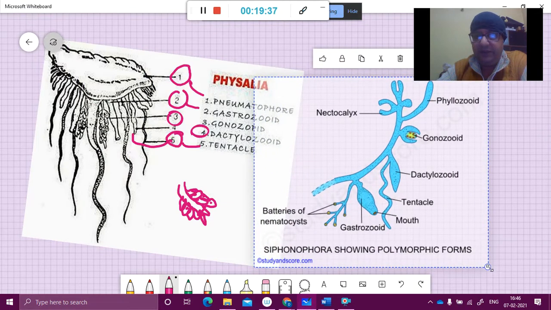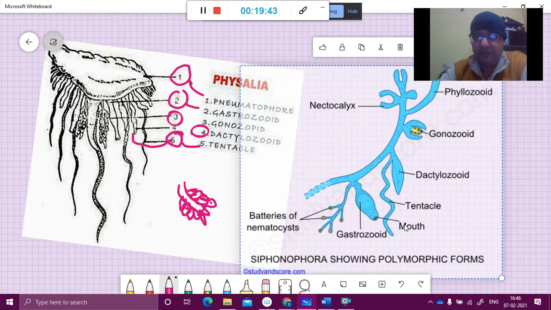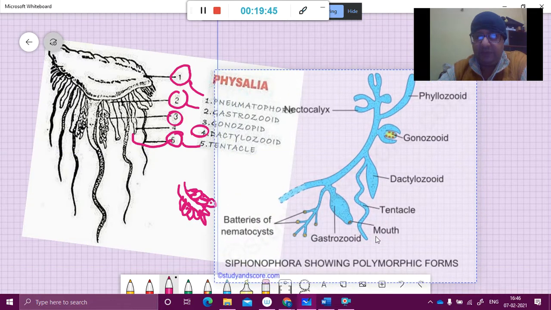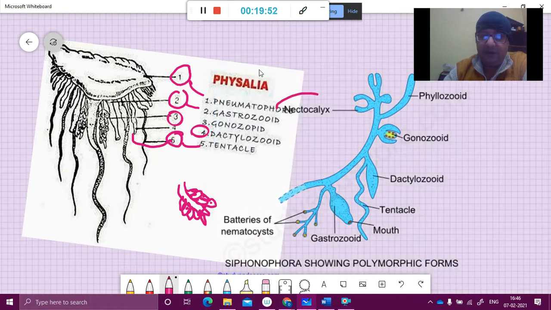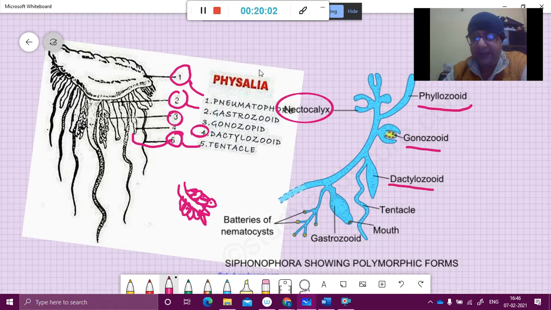Let's look at a better picture of a siphonophore. So the swimming bell or nectocalyx, a cross section has been taken. You have the gonozoid, this is the phyllozooid or the bract. Then you have this as the dactylozoid. You have the tentacle. You have the gastrozoid and the mouth.